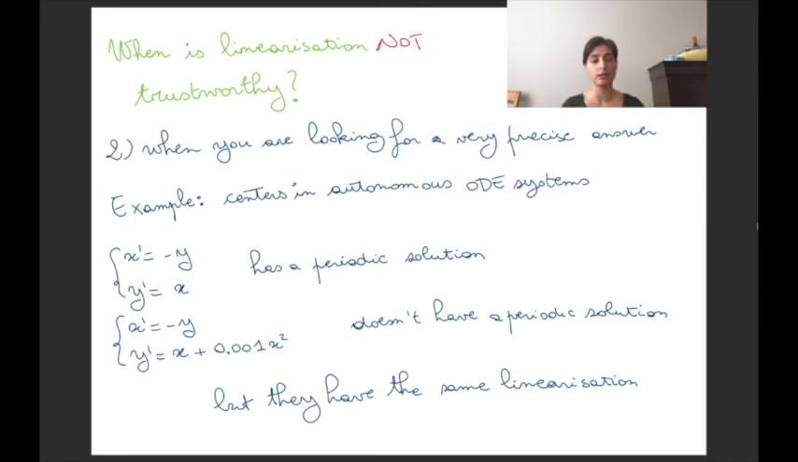Here is a sketch. x prime equals minus y, y prime equals x has only periodic solutions, as in the sine-cosine problem. But if you add a second order term, then suddenly you lose the periodicity. But the linearization is still the same. It's just that we are asking the linearization to give us something exact, while the linearization can only give us an approximation.